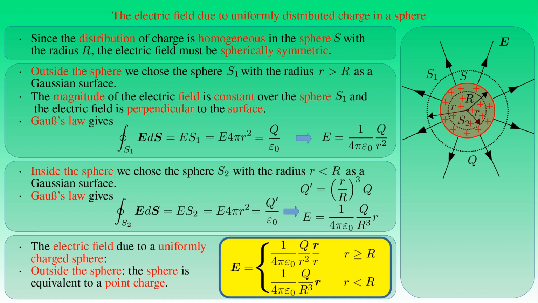Here we plot the magnitude of the electric field E as a function of the distance r from the center of the sphere S. The graph shows that the magnitude of the electric field is directly proportional to the distance from the center inside the sphere, that is at distances from the center less than the radius capital R of the sphere. Outside the sphere, that is at distances greater than the radius capital R, the magnitude of the electric field follows the inverse square law and it reaches its maximum value at the surface of the sphere, which is equal to 1 over 4 pi epsilon naught, times q over the square of capital R.